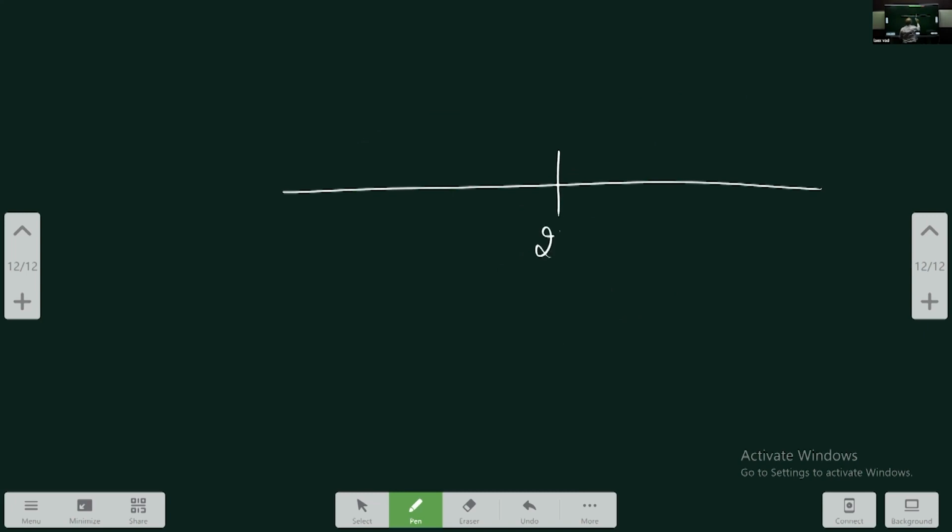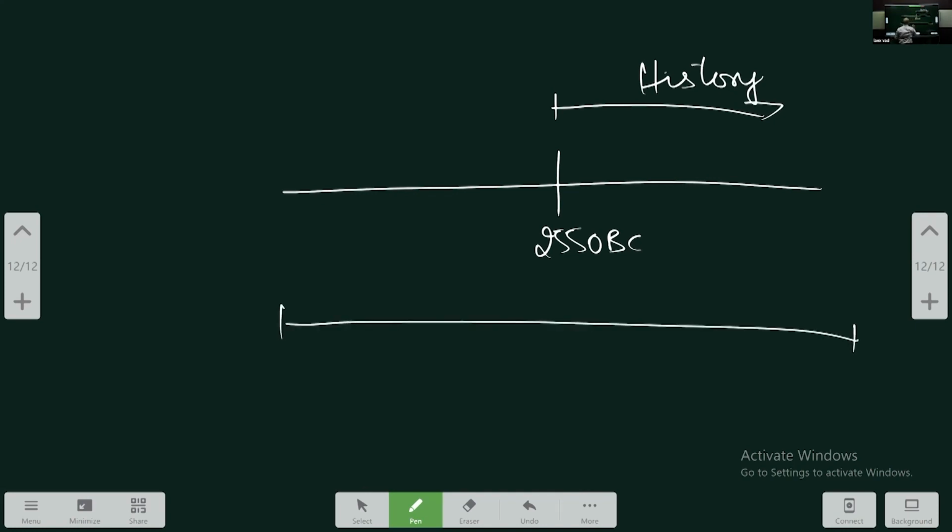This is around 2550 BC. History begins here. But anthropology, fine, anthropology runs the whole length. It starts from the first Homo species all the way. Whereas history's focus is largely limited to the recent past and present.